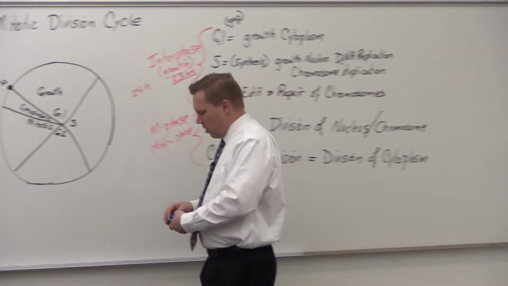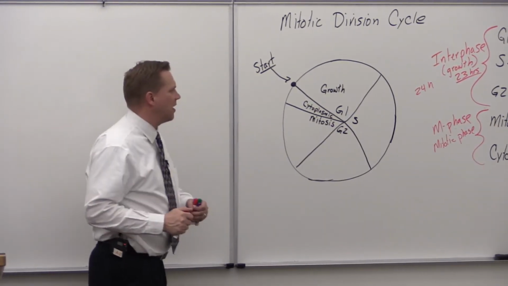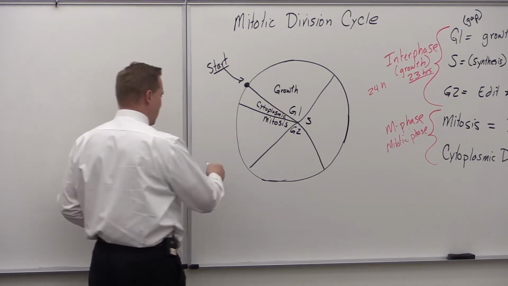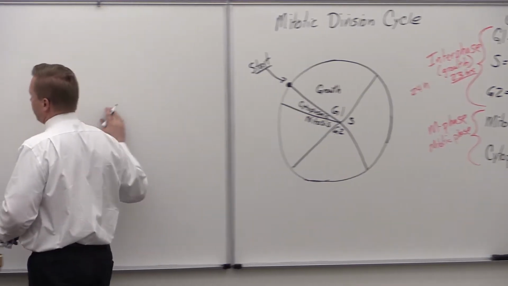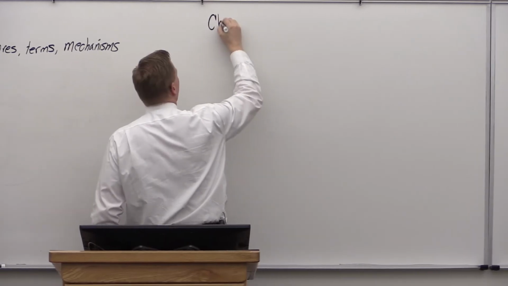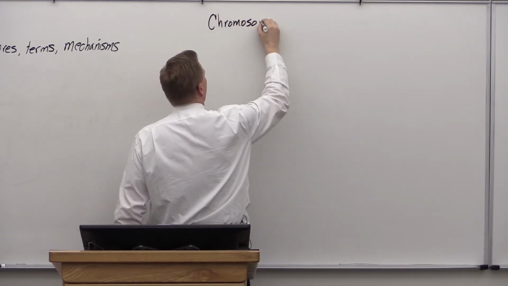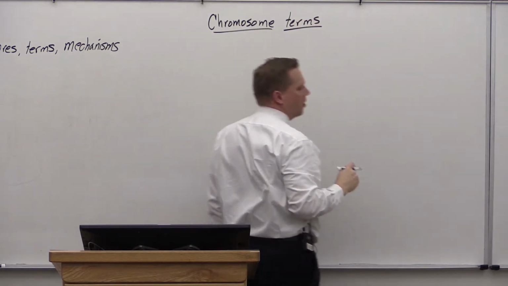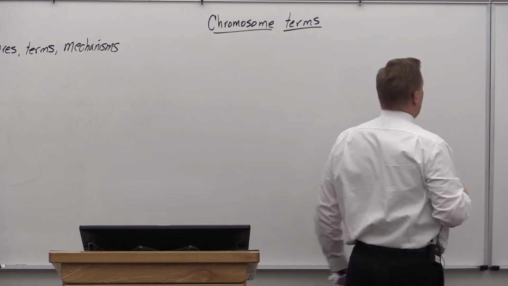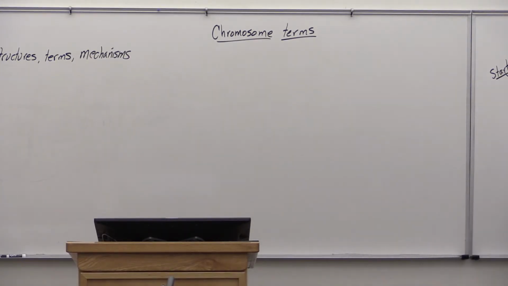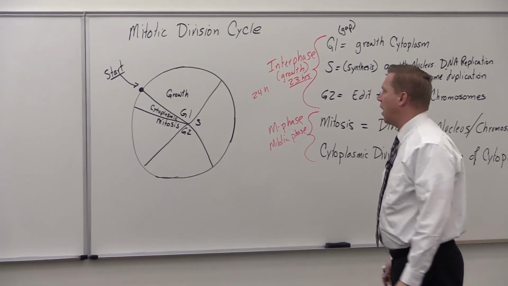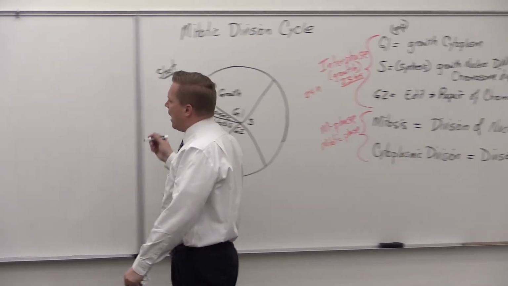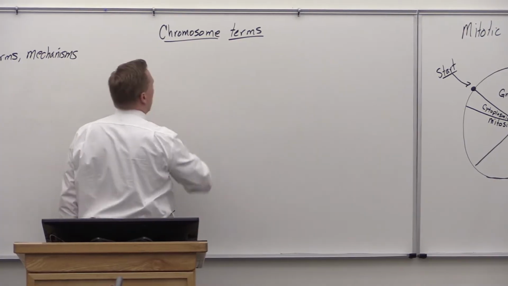Now, let's talk about one more thing before we start to get into our mechanisms. And let's talk about the chromosomes. Chromosome terms. And let's explain a couple different chromosome terms. Because you might imagine, since we're talking about both the creation or doubling of the chromosomes and the splitting of the chromosomes, that the word chromosome gets thrown around a lot in those types of conversations. And so, a couple of terms.